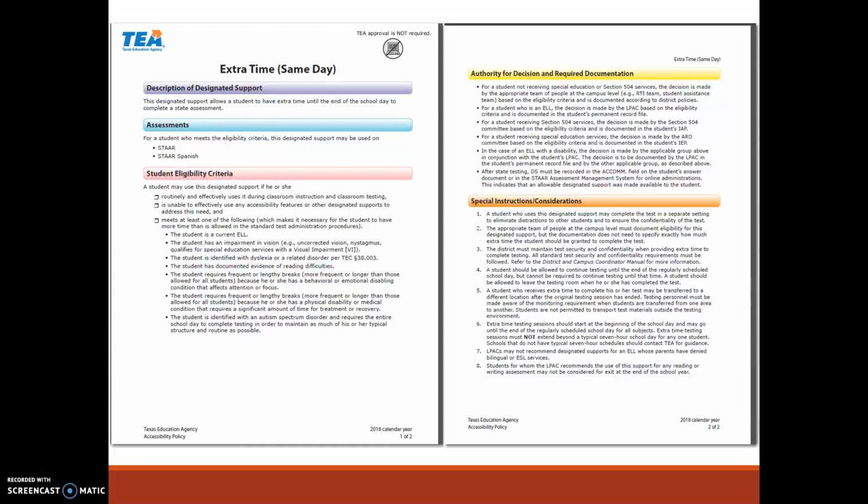In your 2018 accessibility form, you will find the designated support form for extra time. It's very specific to the description of the support, what assessments you can use it for, what the student eligibility criteria are to use extra time, who is the authority for deciding and doing the required documentation, and then you have specific instructions.